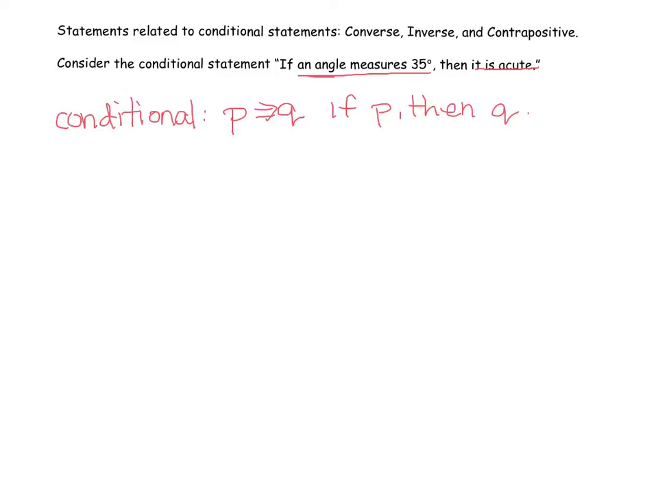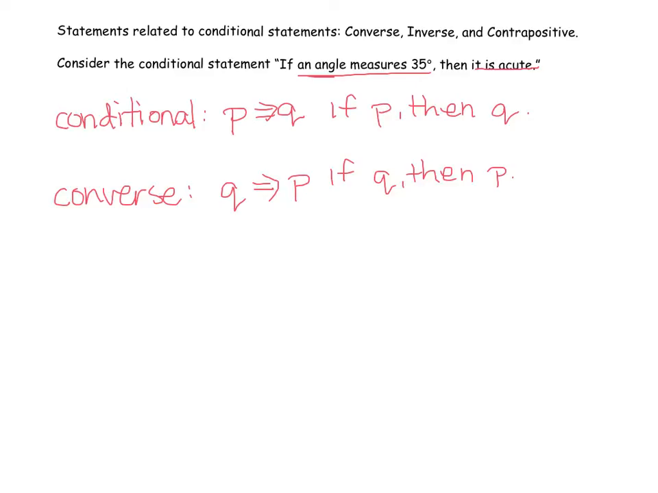If that's what we start with, then the converse is just the flip of that. We take the conclusion and we say that that implies the hypothesis. In other words, if Q, then P. And in order to write a converse, we have to be given a conditional statement.